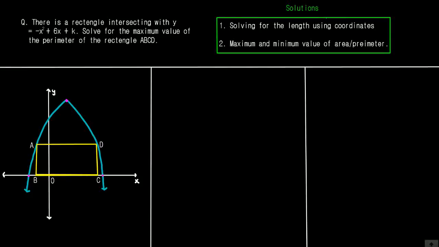Here is a rectangle intersecting with y is equal to negative x squared plus 6x plus k quadratic function. Solve for the maximum value of the perimeter of the rectangle ABCD.